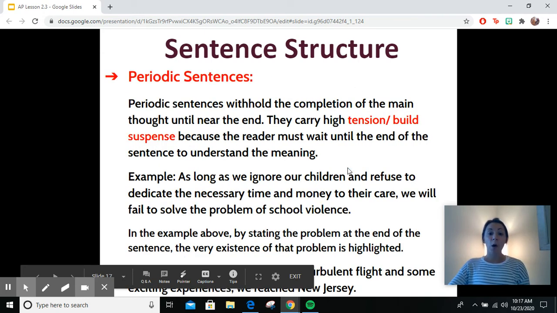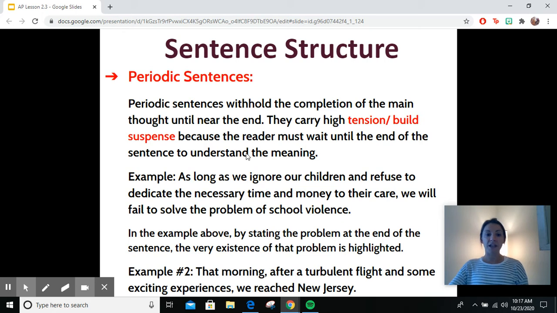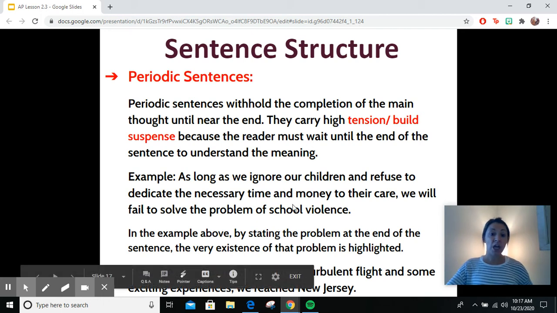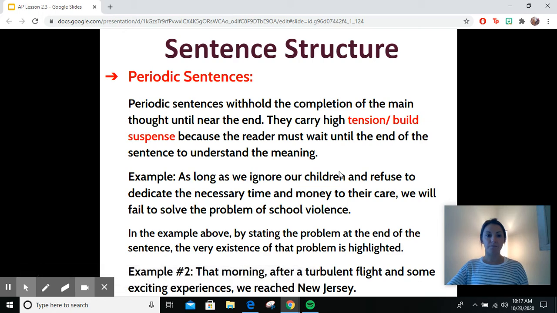Periodic sentences withhold the completion of the main thought until near the end. They carry high tension and they build suspense. That's the effect of this one. You can read through the examples to see what I mean by that.